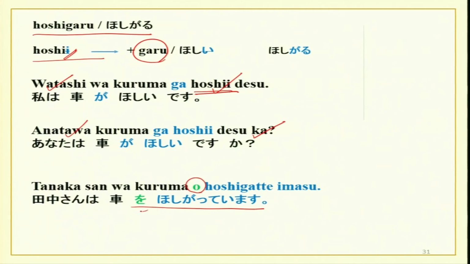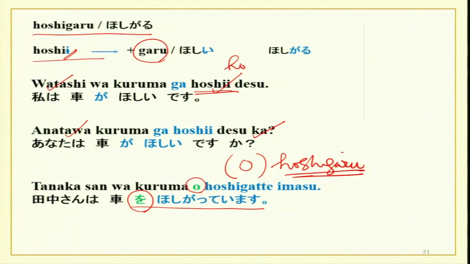So, please remember that with Hoshigaru, the particle is particle o, and with Hoshi, the particle is particle ga. That is the most important thing, and this is always about people who are not present over there. Somehow you know what they want and you are telling somebody else, but they are not present when you are talking about it. So, that time hoshigatte imasu is used.